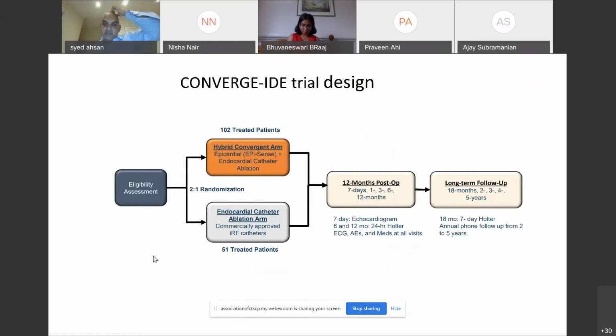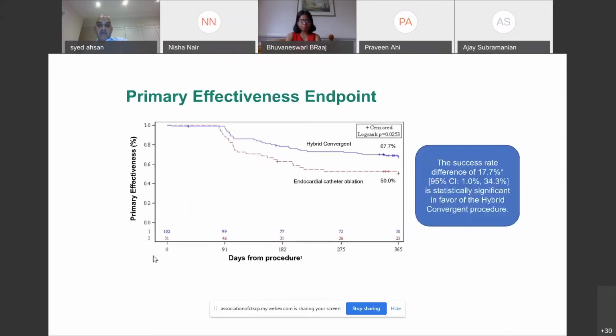Our data has been supported very recently by the Converge ID trial, which was a multi-center randomized controlled trial. This randomized 153 patients to 2 arms in a 2-to-1 ratio. So 102 patients were treated with the convergent procedure that you've just seen, and the remainder were treated with endocardial catheter ablation. And they were followed up for a year with Holter monitoring, telephone calls and echoes, so quite thorough follow-up.